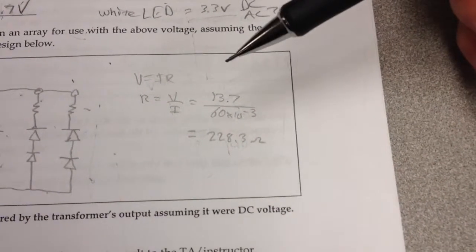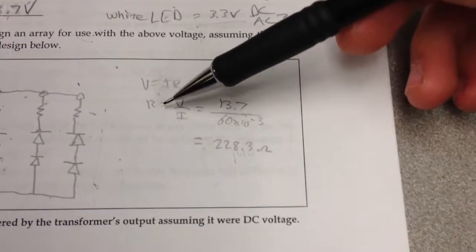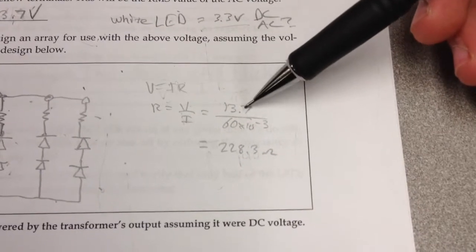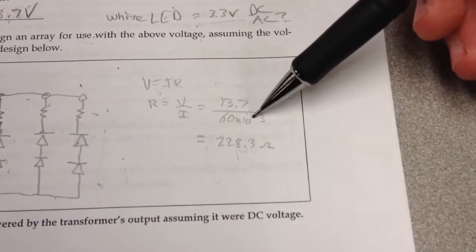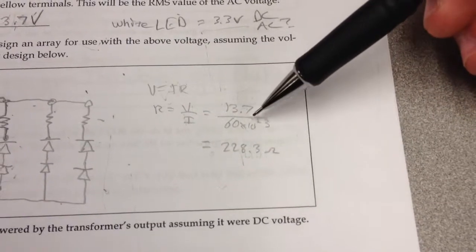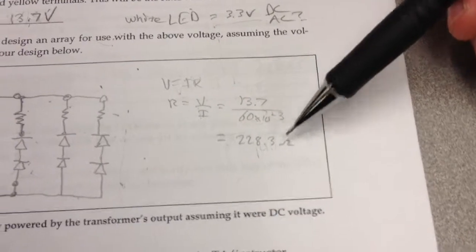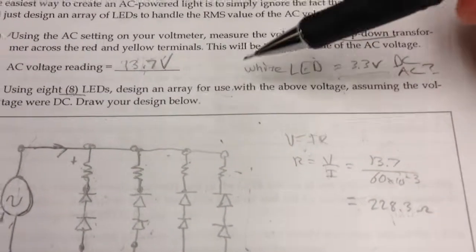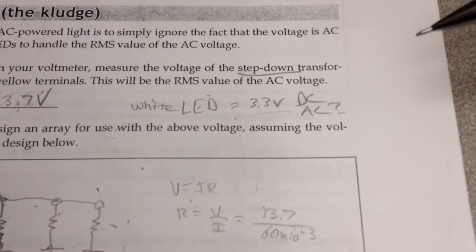To find the necessary resistance, we take V equals IR, divide out, and get R equals V over I, and our voltage was 13.7, which came out to be 60 times 10 to the negative third for our current. When we divide these two values, we get 228.3 ohms. This is the resistance value which we used here. While given that we were supposed to use white LEDs, we know that a white LED is equal to 3.3 volts.